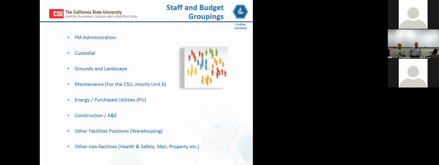And anyway, we have other facilities positions, and you have to pay attention not to overload your administrative budget, for instance, by putting people like warehouse workers into administration. So there are specific instructions when we do this survey on where to put positions like warehousing. And then we have other non-facilities folks. Some of you might be running the mailroom, property, health and safety and such. And you can put those folks into these categories, which will not influence your AFOE. So we'll take a question from Jason Northridge.